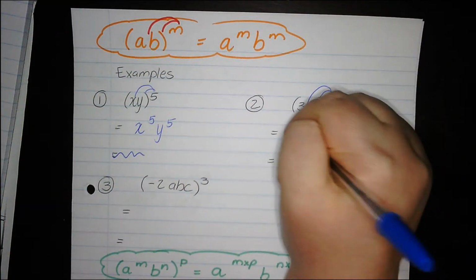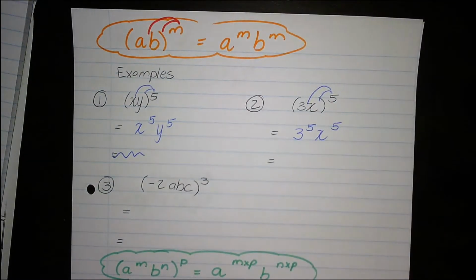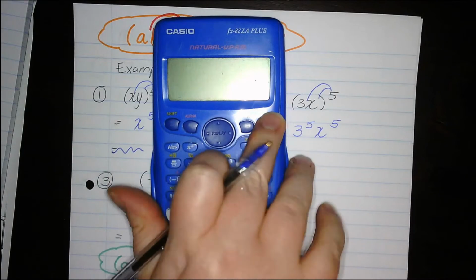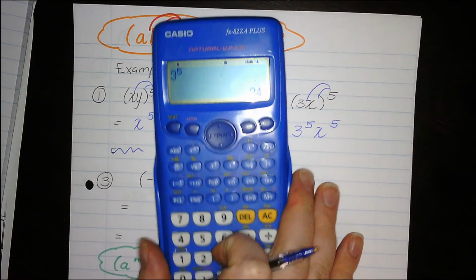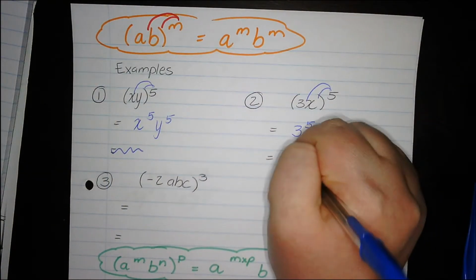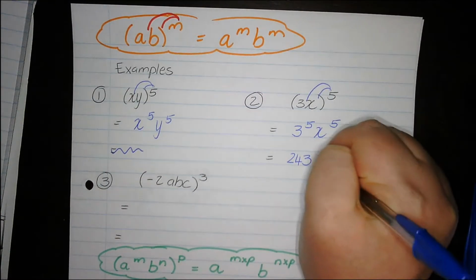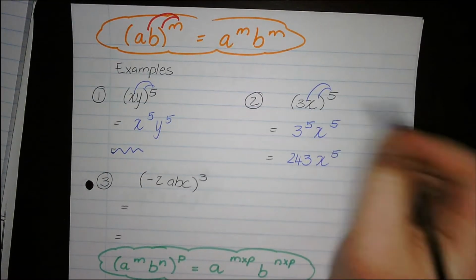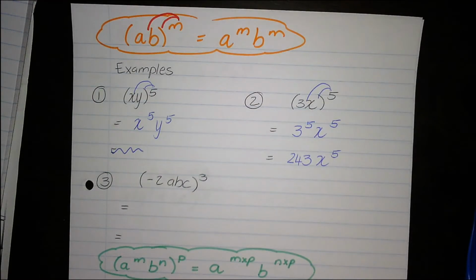That gives us 3 to the power 5 and x to the power 5. And then if you do have the opportunity to use your calculator, you type that into your calculator, and that should give you 243 for 3 to the power 5, x to the power 5. But usually we ask these questions without the use of a calculator.